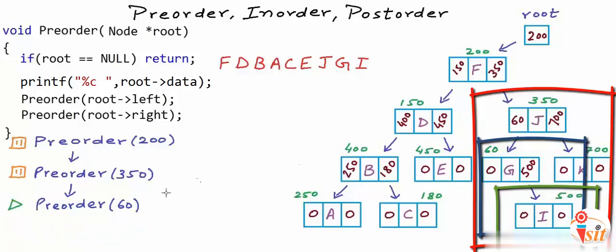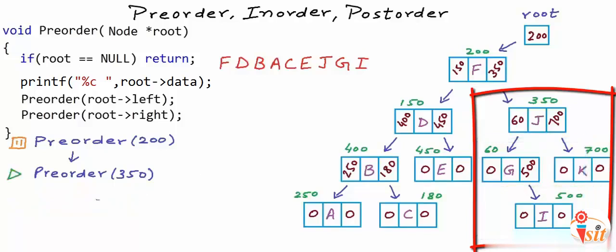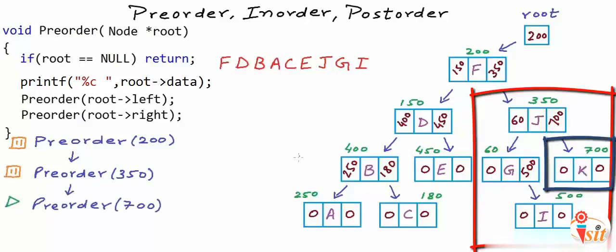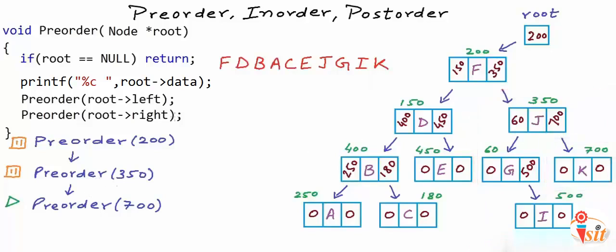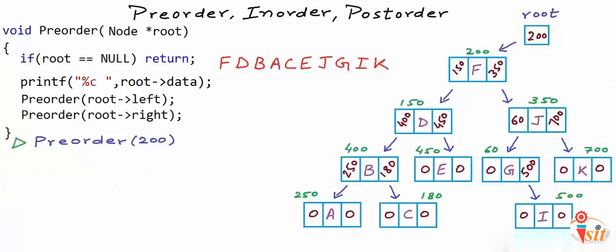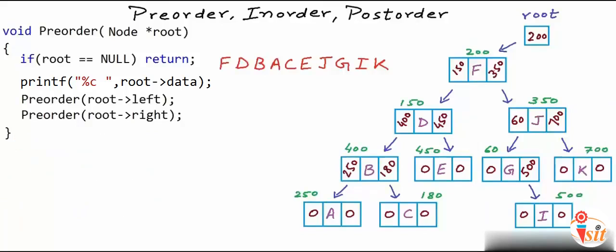After this guy finishes, preorder 60 will resume. Now this guy will also finish and preorder 350 will resume, and now we will have a call to preorder 700, which once again is a leaf node. So k, which is data in this node, will be printed, and then we will make two calls passing address 0, which will simply return. Now at this stage all these calls can finish. We are done visiting all the nodes. Finally we will return back to the caller of preorder 200, which probably would be the main function. So this is preorder traversal for you. I hope you got how this recursion works.